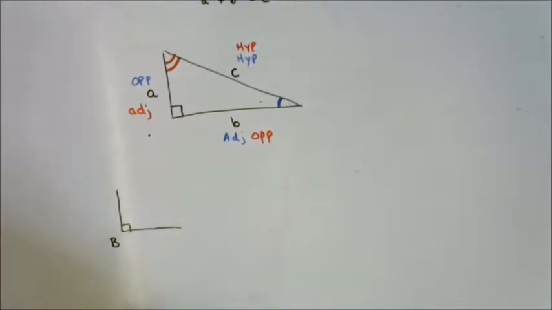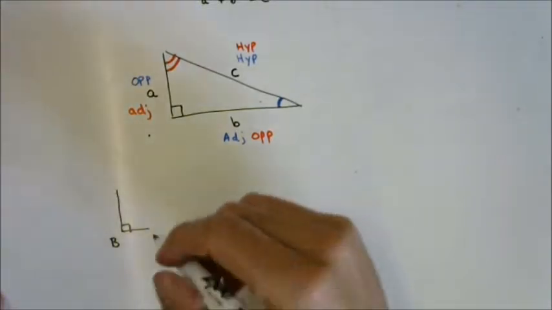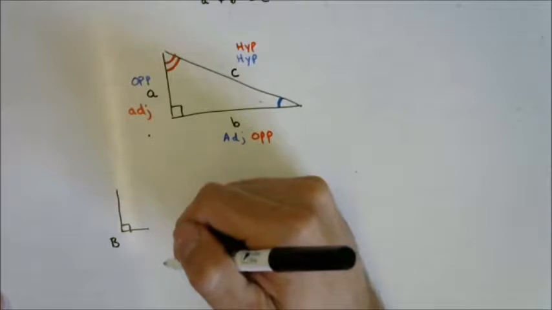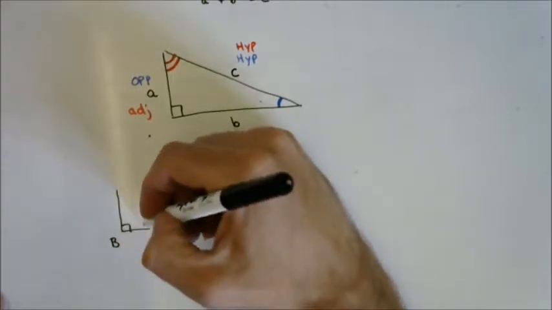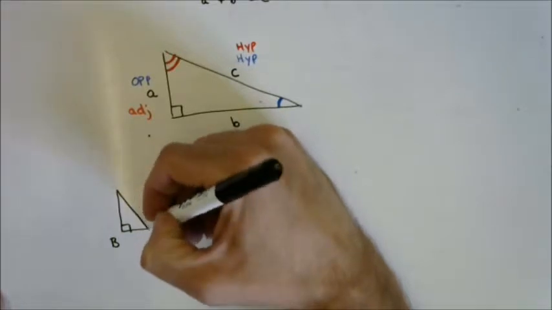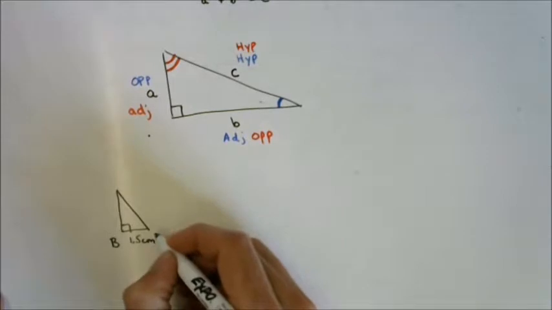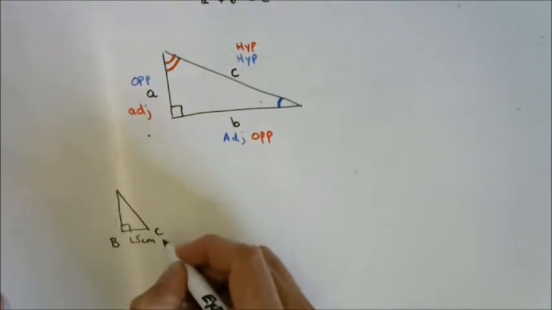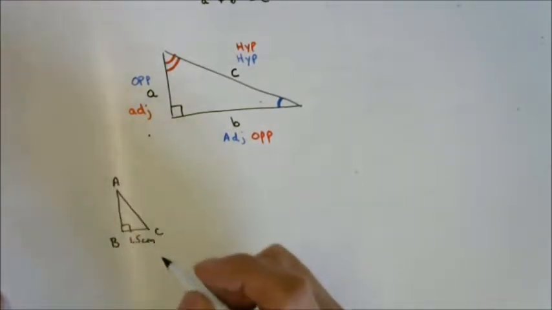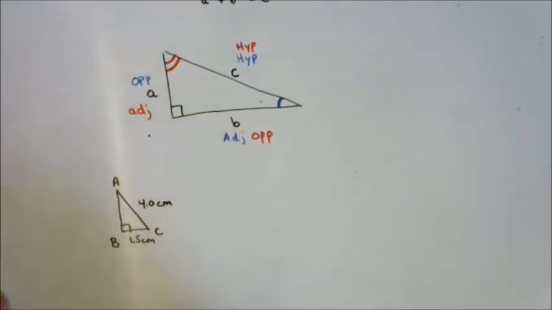Do I know how long those lengths are? I know BC is 1.5 centimeters, so I'll shorten that up. And AC, which is going to end up being my hypotenuse, is 4 centimeters. So this triangle is going to look something like this. We're given BC, 1.5 centimeters, and AC is 4.0 centimeters.